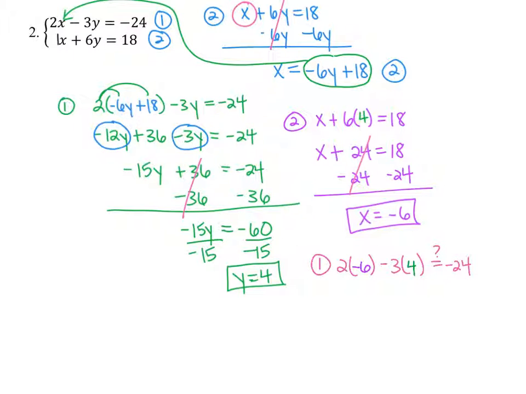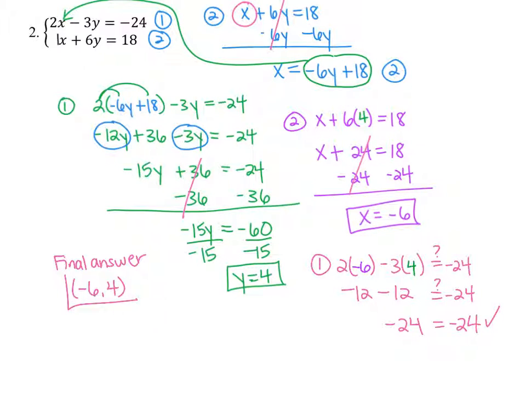And now we just evaluate. 2 times negative 6 is negative 12. 3 times 4 is 12, so it's minus a positive 12. Is that really equal to negative 24? And yes, negative 12 minus 12 is equal to negative 24. So we know our answer is correct. And then we write our final answer as a coordinate point, which is negative 6, 4. Remember, x always comes first. So that is the point where those two lines intersect at negative 6, 4. And that's our solution.